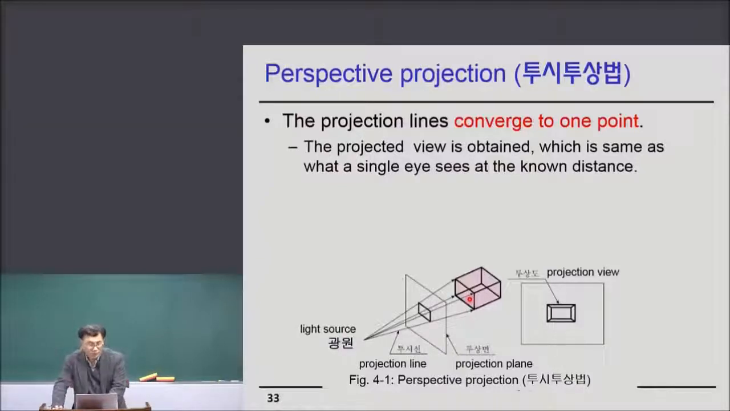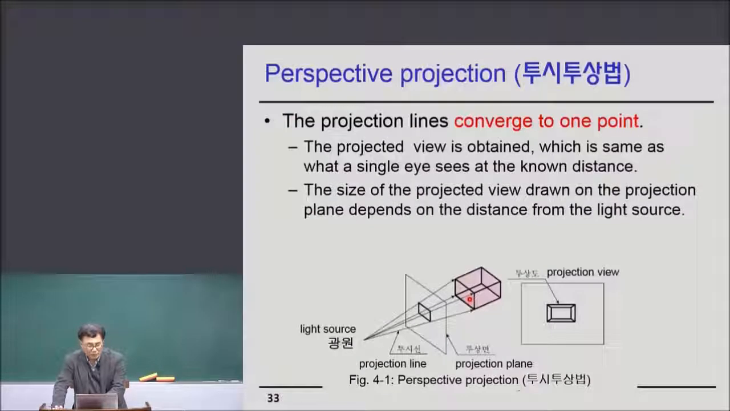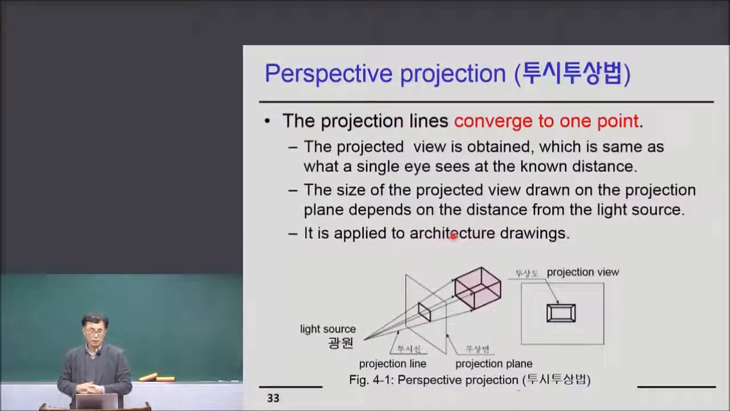We call this perspective projection. So the size of the projected view drawn on the projection plane depends on the distance from the light source. So it is usually applied to architectural drawings. Actually, it's very natural, right? Since the projection lines converge to our eye, right? So it's very natural. But in mechanical drawing, it is not accepted, you know? The same edge is projected differently, and in mechanical drawing, it doesn't make any sense.